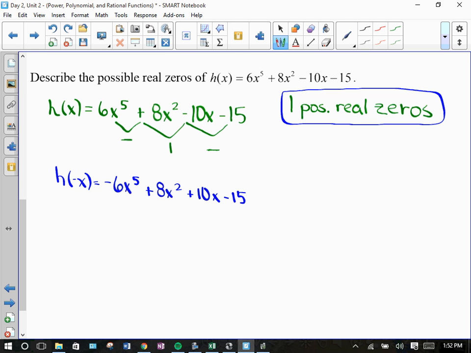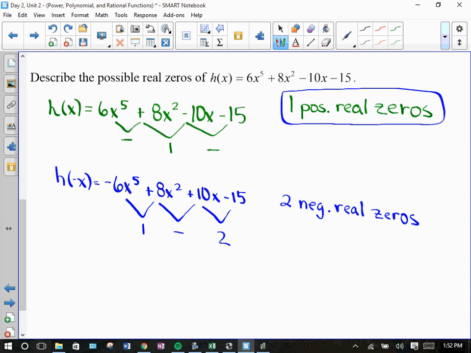Alright. So, negative 6 and positive 8. Is that a sign change? Positive 8 and positive 10, is that a sign change? No. Positive 10 and negative 15, is that a sign change? Yes. 2. Alright. So that tells me that there could be how many negative real zeros? Two negative real zeros. Alright, I know for a fact there are 2.